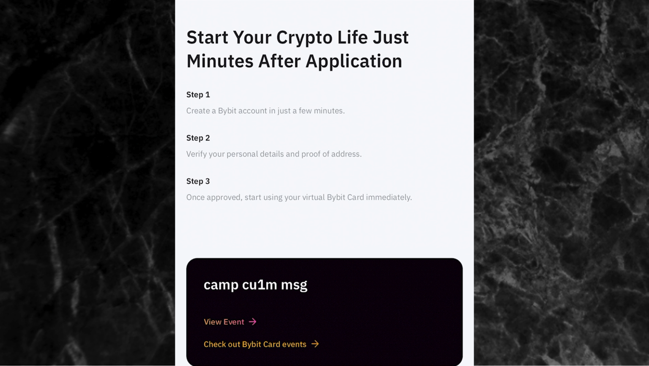Now, step 2 is to verify your personal details and your proof of address. And step 3 is that once approved, you start using your virtual ByBit card immediately.